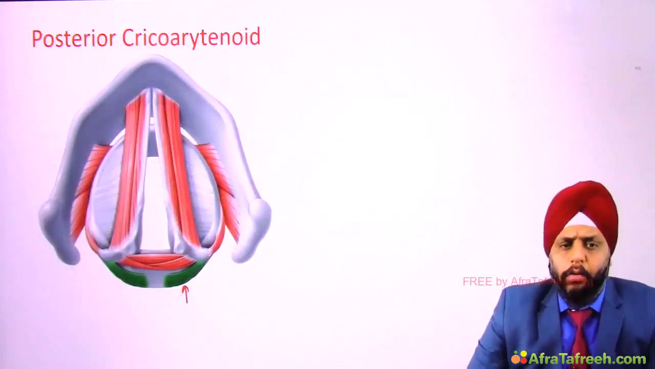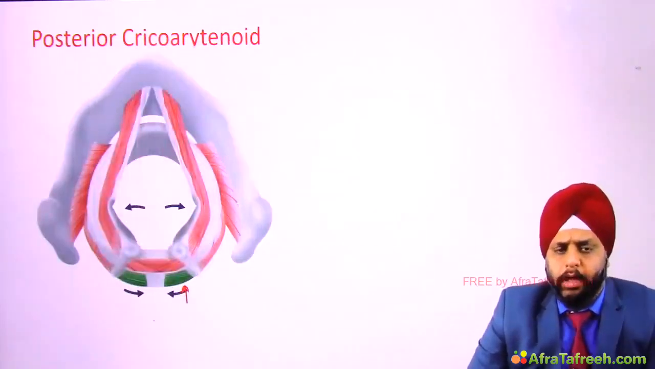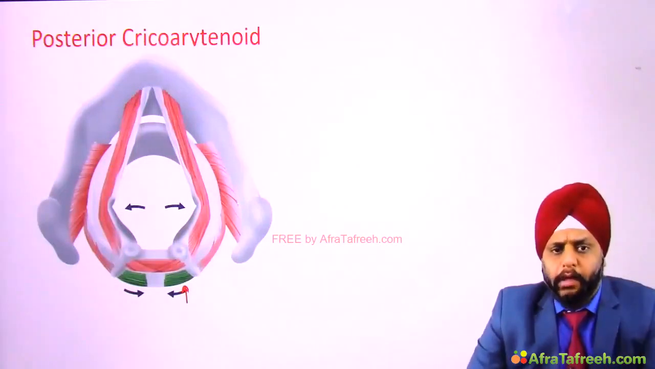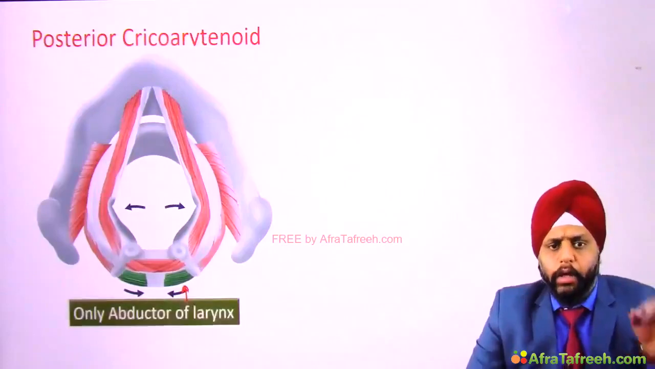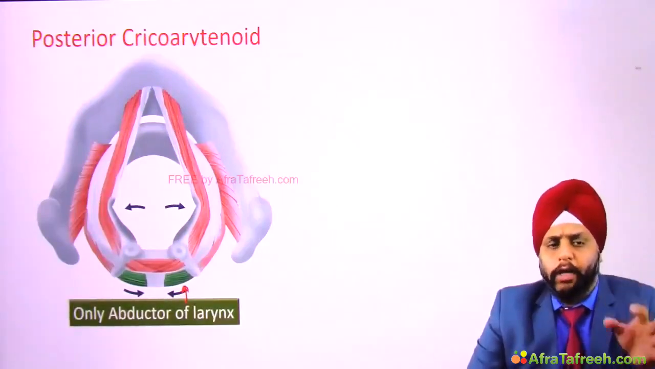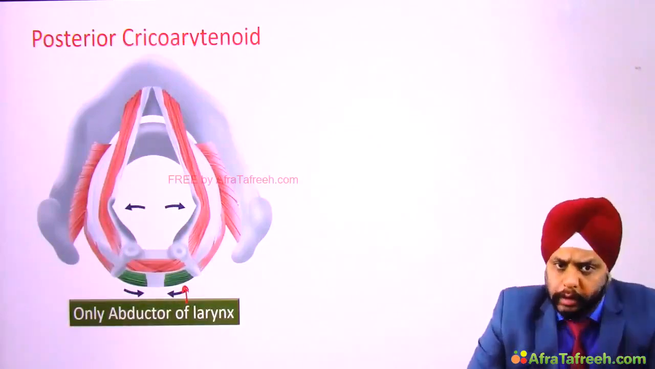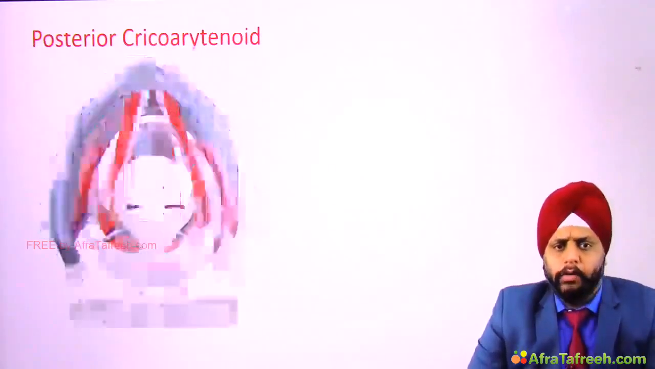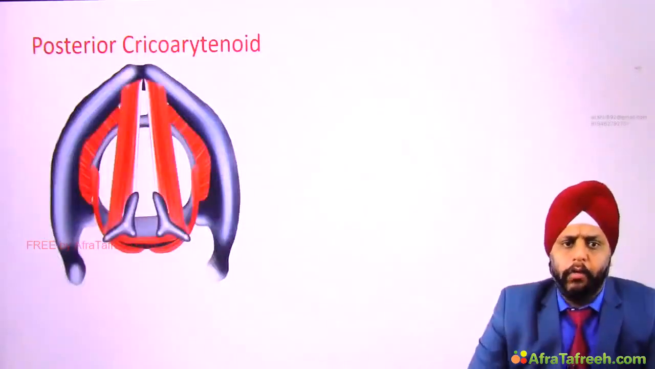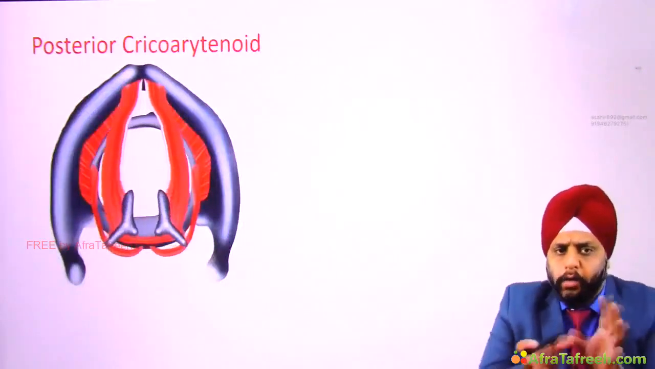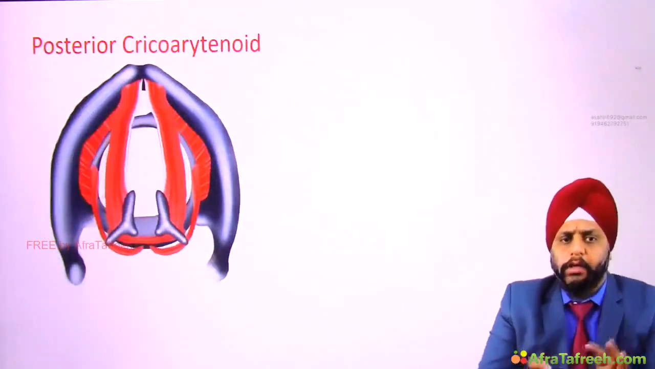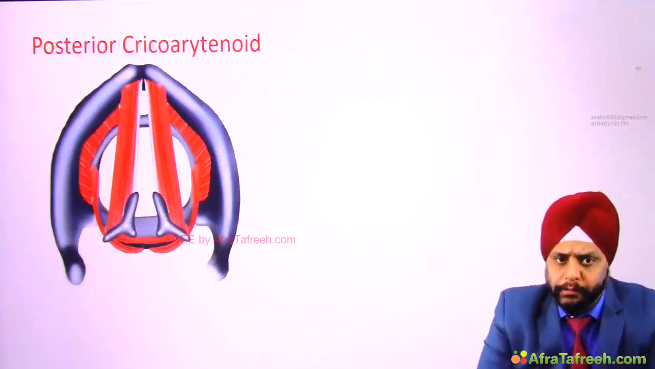Now, what happens when this muscle contracts? When it contracts, it opens the airway. So this muscle is the only abductor of the larynx. It is the only abductor of the larynx. Okay, let's watch this video. Now, what do we see? The arytenoids are rotated and you can see the airway is open.